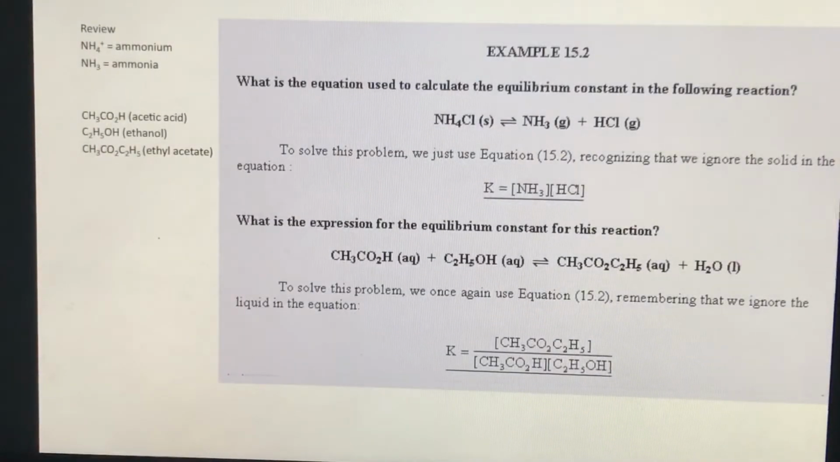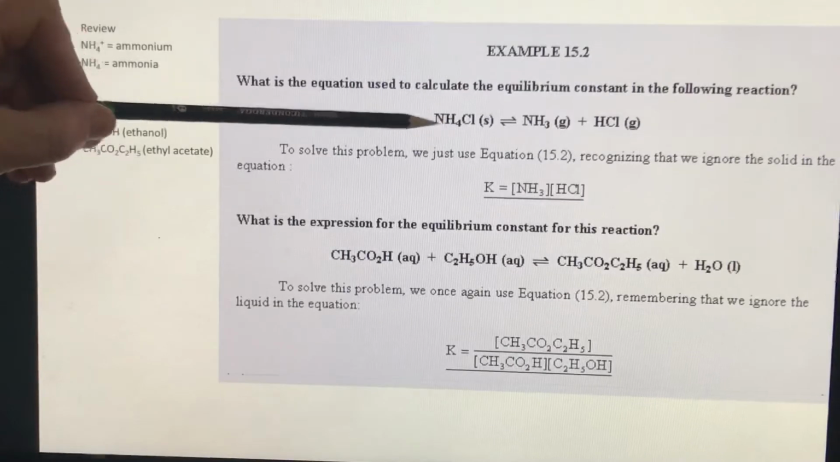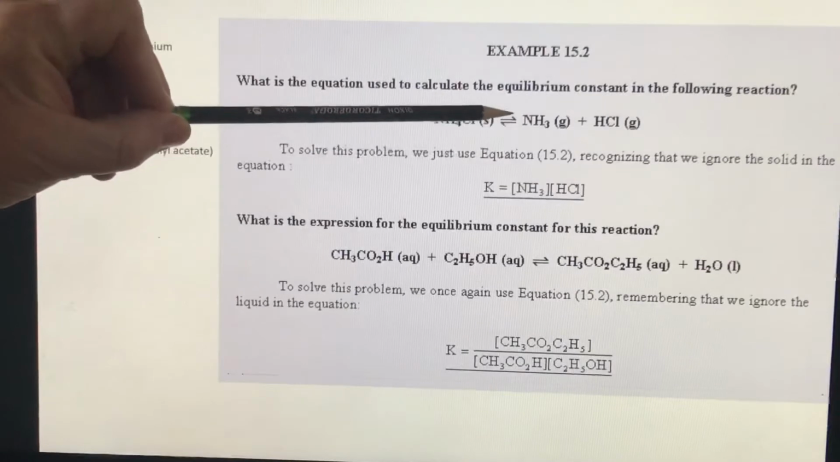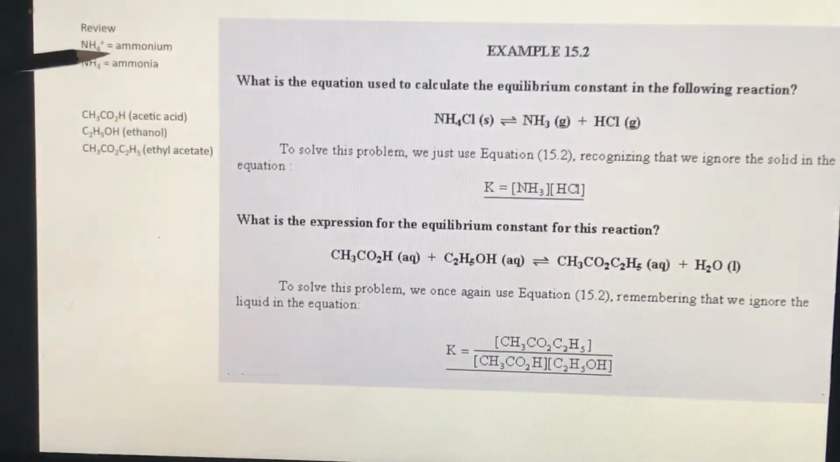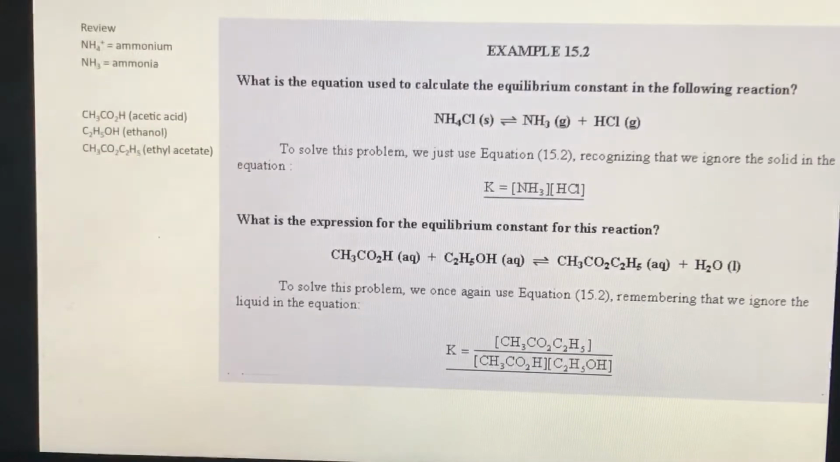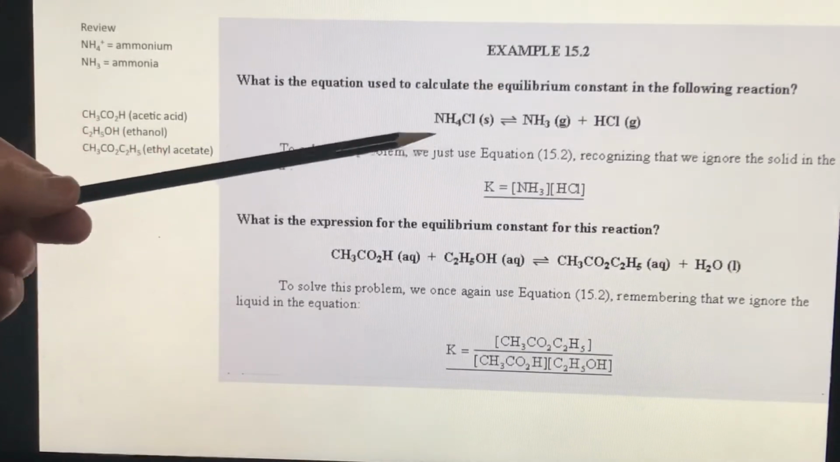Okay, so let's look at an example of this on 15.2 on page 535. Just as a small review on the side here, we'll look at the difference between ammonium, which is a polyatomic ion, NH4, versus NH3, which is ammonia, and is always typically found in the gas form. So it says, what is the equation used to calculate the equilibrium constant in the following reaction?